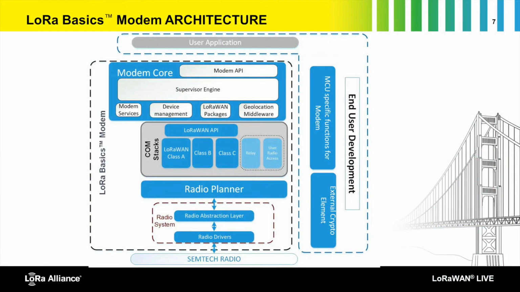So all of this is more or less what we call a LoRaWAN stack today. It's more or less the same diagram, except for the radio planner for LoRa MAC node or for another stack. Now, in LoRa Basics Modem, we have a new layer on top of this, for many reasons.